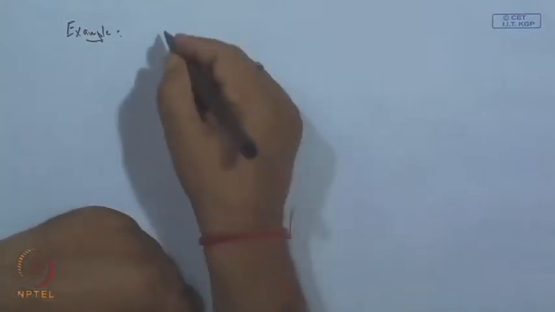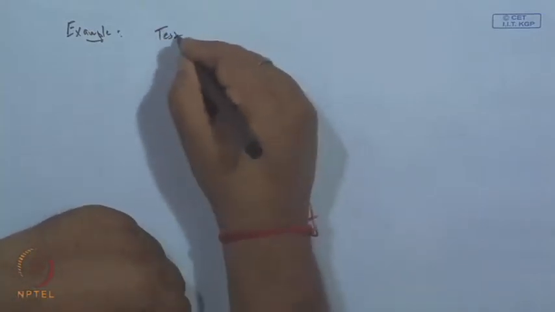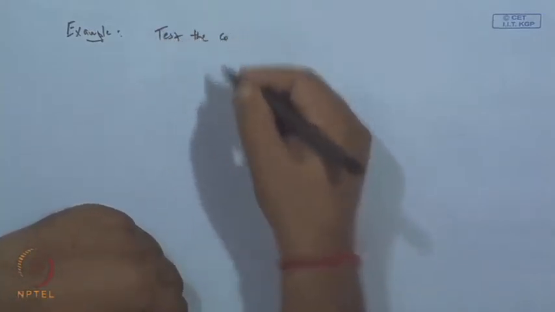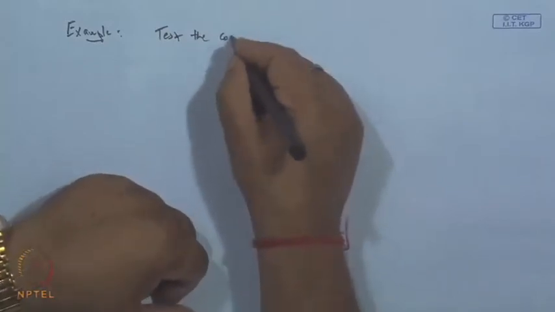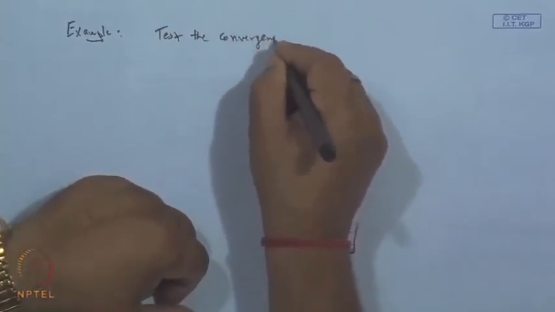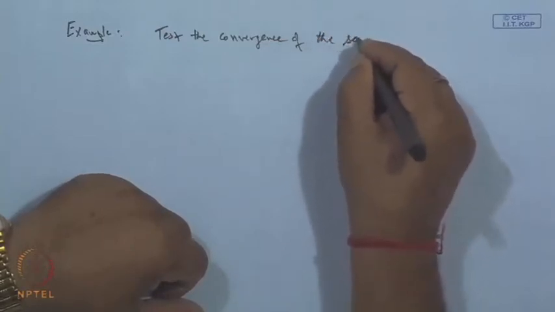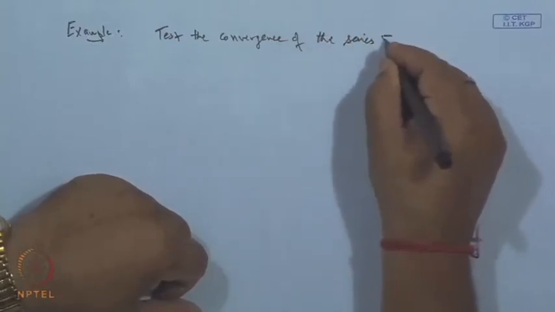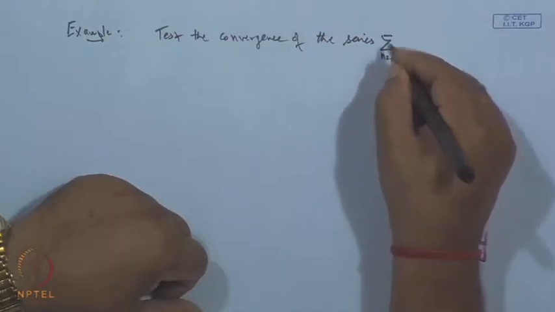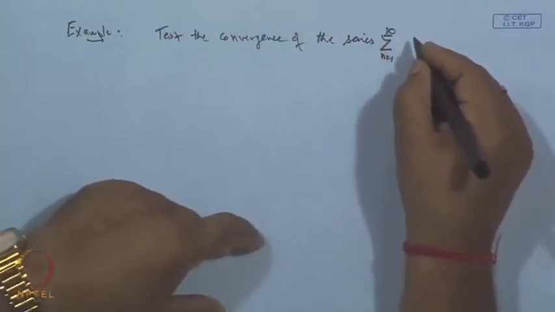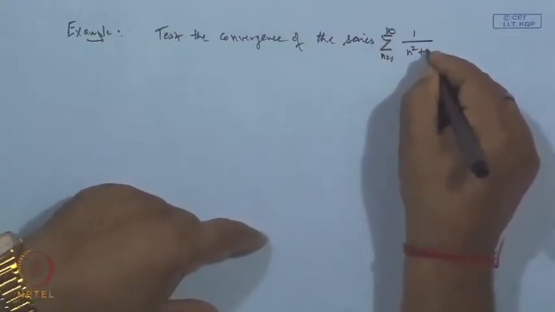Suppose I wanted to test the convergence of this series: sigma n is 1 to infinity, 1 over n square plus n.